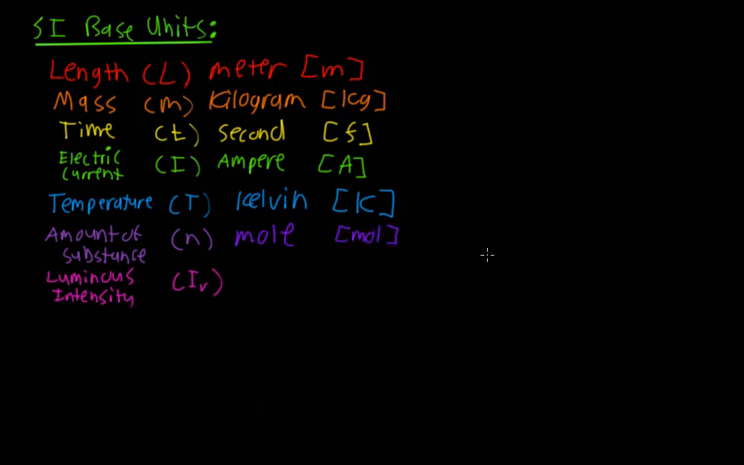For amount of a substance, that's just the mole, and its unit is literally just the word mole, just without the E. And so you might be wondering what we mean by a mole. How does that refer to an amount of a substance? Well, 1 mole is just 6.022 times 10 to the 23rd, and this is known as Avogadro's number, and 6.022 times 10 to the 23rd atoms. So that's just what we mean by 1 mole. We just mean this number of atoms of that substance. And for luminous intensity, we use candela, which is given by cd.